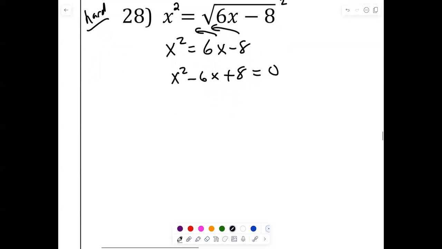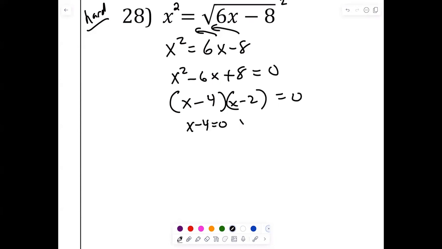I'm not making the factoring hard. I'm just making it so it keeps it in your brain. All right, what does that factor to? X and x, factors of 8 that are 6, 4 and 2. And I want negative 6, so they're both negative. That's what I'm hearing. Now you set them equal to 0. So we say x minus 4 equals 0, x minus 2 equals 0. So x is either equal to what? 4 or 2.